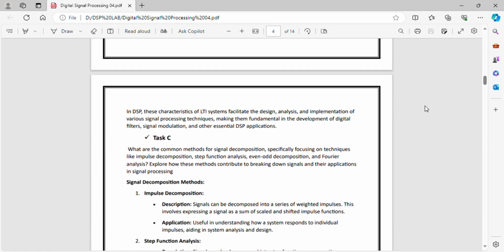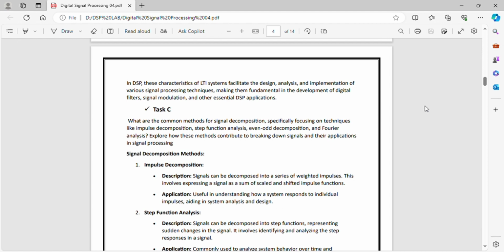So, number 1 point is signal decomposition methods. The impulse decomposition method. The points are description and its application. The description is that signals can be decomposed into a series of weighted impulses. This involves expressing a signal as a sum of scaled and shifted impulse functions. And their application is useful in understanding how a system responds to individual impulses.